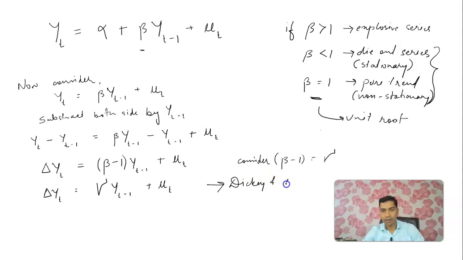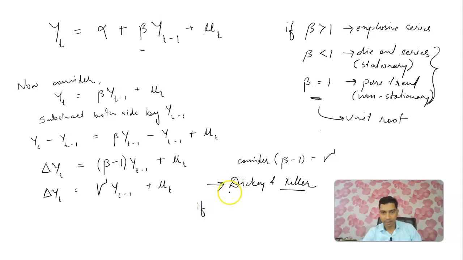Dickey and Fuller. This was the contribution. Now from here, how do we test or identify? From here we see what exactly is gamma.